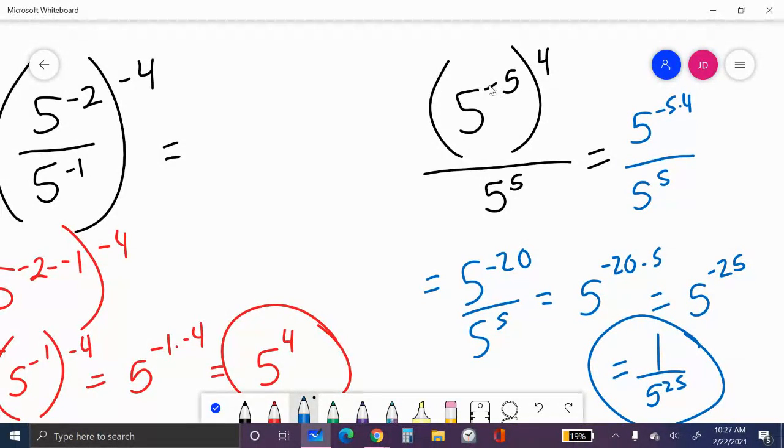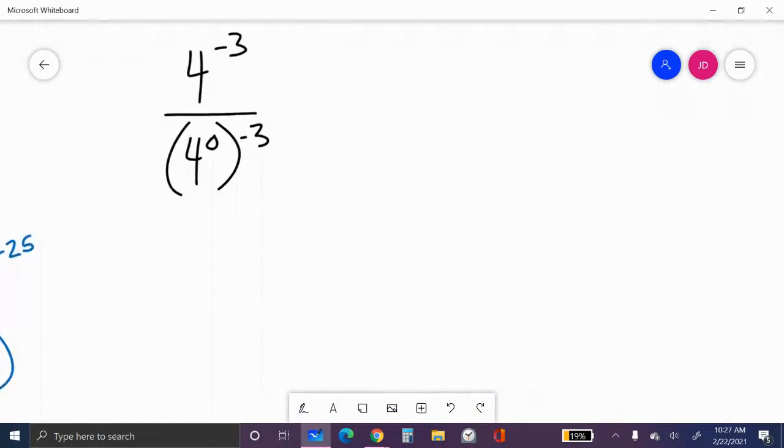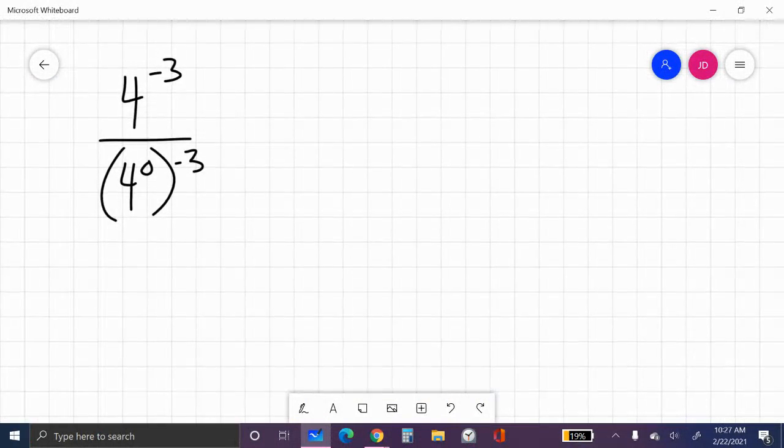So breaking it down again, you had to do power to a power. Again, negative 5 times 4 is negative 20. Then you have to subtract the exponents. Once you have the negative exponent at the end, you flip it to make it a positive. All right, let's see if we have any more. I think there's one more. Yep, just one more here.